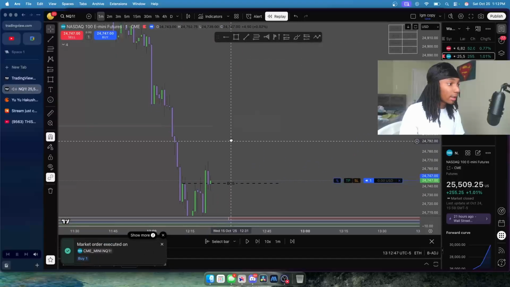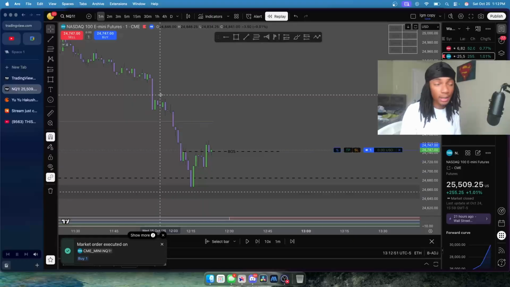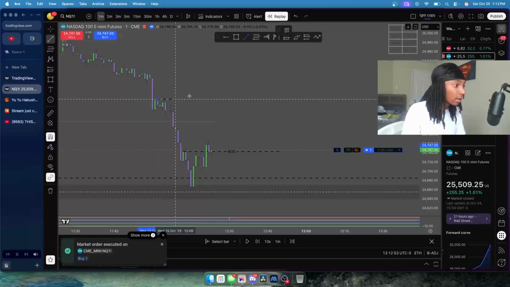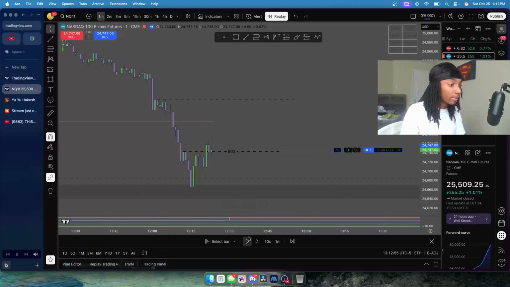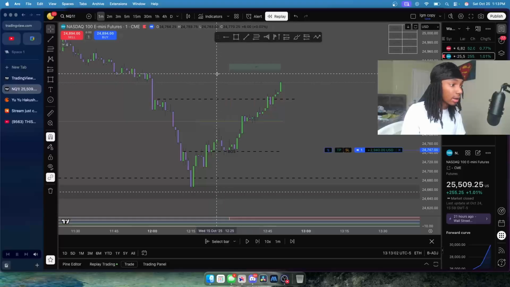Where would our next target be? At our next form of liquidity, which would be our next high, right? So this would be our next high right here. We can wait for that and let that bad boy play out. And just like that, TP hit, man. You get what I'm saying?